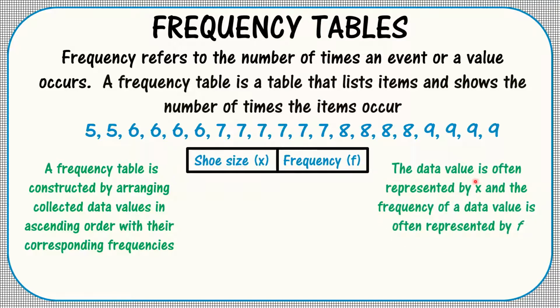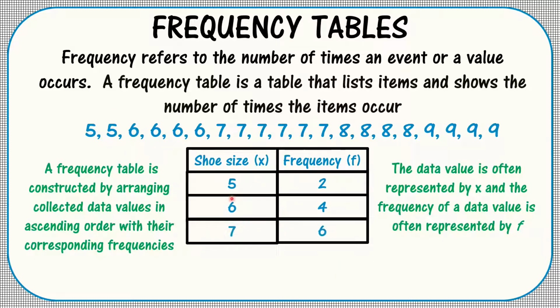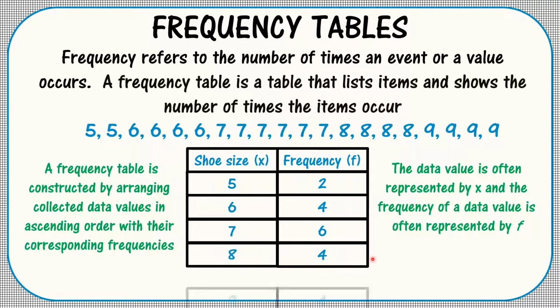The data value, in this example shoe size, is often represented by x, and the frequency of a data value is often represented by f. How many times do we see the shoe size 5? We see it twice. How many times do we see the shoe size 6? It is 4 times. So on and so forth. So we'll complete the frequency table as shown below. And this is how a frequency table is completed. It is basically showing you how frequent a specific data value is.